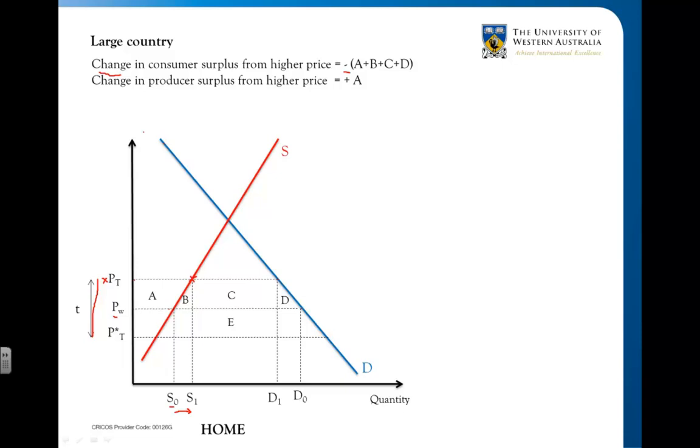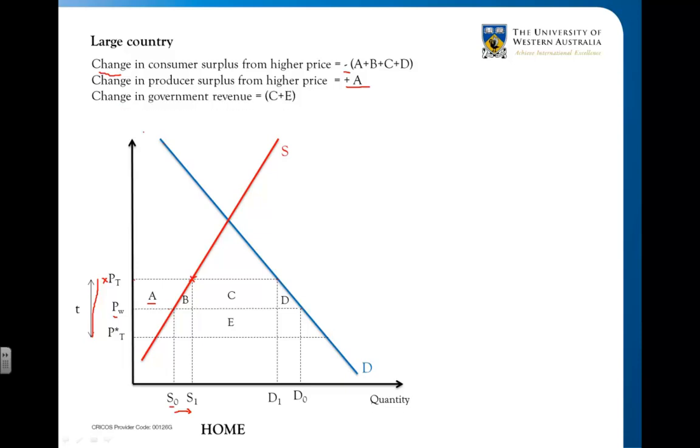Again, before, and I don't want to draw all this in, the producer surplus was this area below PW and above the supply curve, so this area here. Now with the higher domestic production, it's this area here from PT down to the supply curve. So the change is this area here, and it's positive. Again, tariffs are often imposed to help domestic producers, so it's not unreasonable to surmise that there's going to be a positive effect on producer surplus.